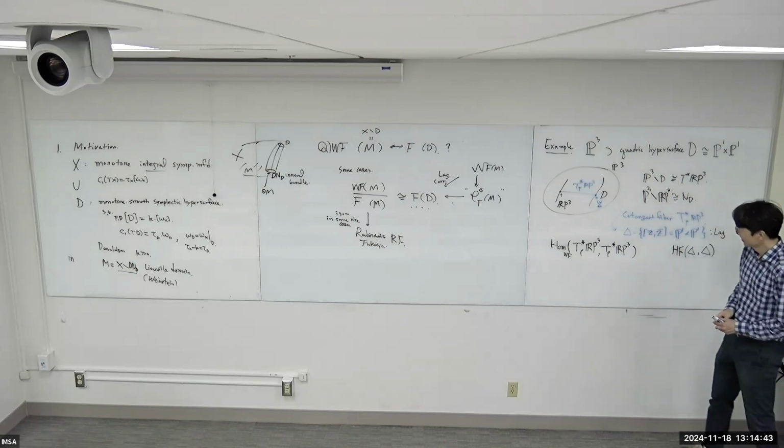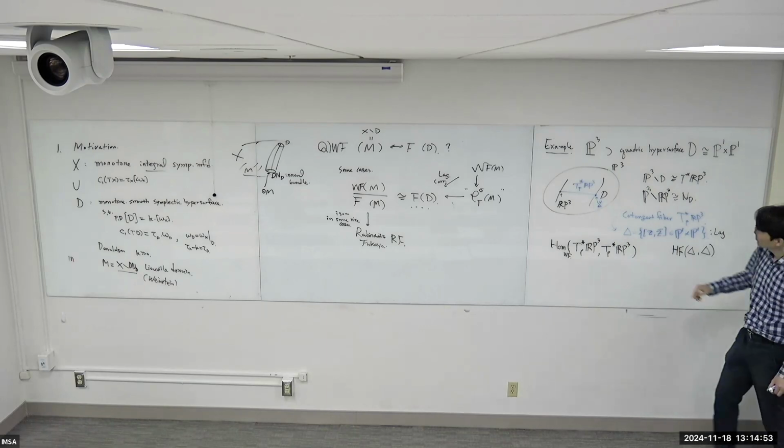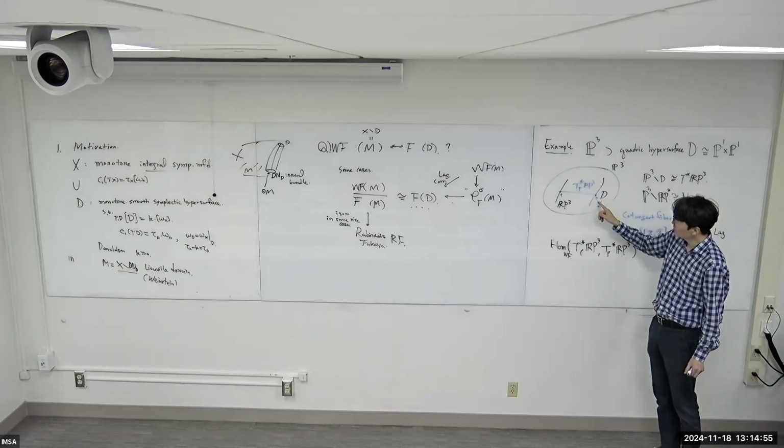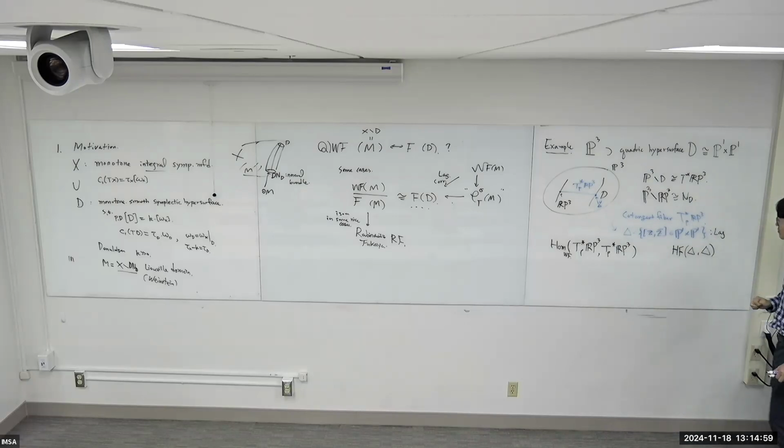But there's a fiber, right? I went from RP3 to the diagonal. So the diagonal seems to be two-dimensional real. So real 3 to real 2? Yeah, so this is going to be a Lagrangian correspondence. So we'll also talk about this.